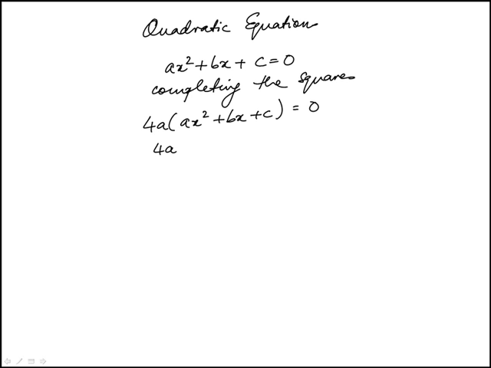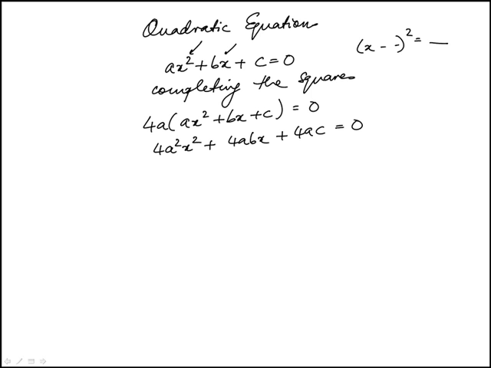And that becomes 4a squared x squared plus 4abx plus 4ac equal to 0. So by completing the square, the idea is if I can isolate x on one side and maybe some other terms, I can solve for x. Because right now I have an x squared term and an x term. So I have to somehow put this x inside a square of a term.